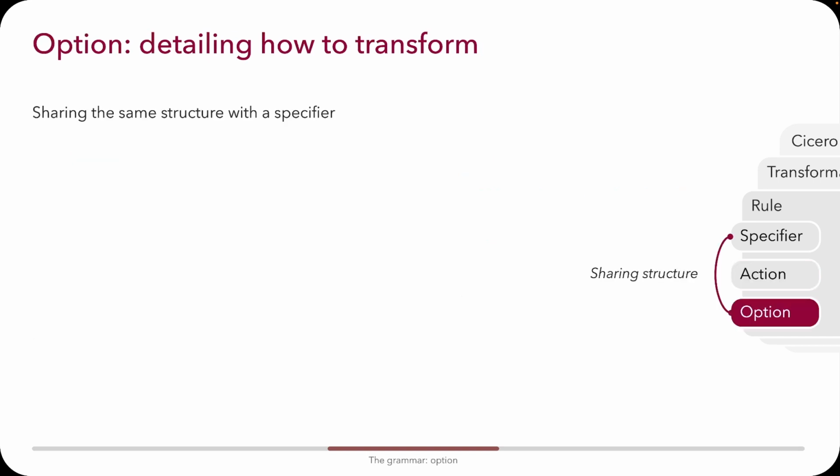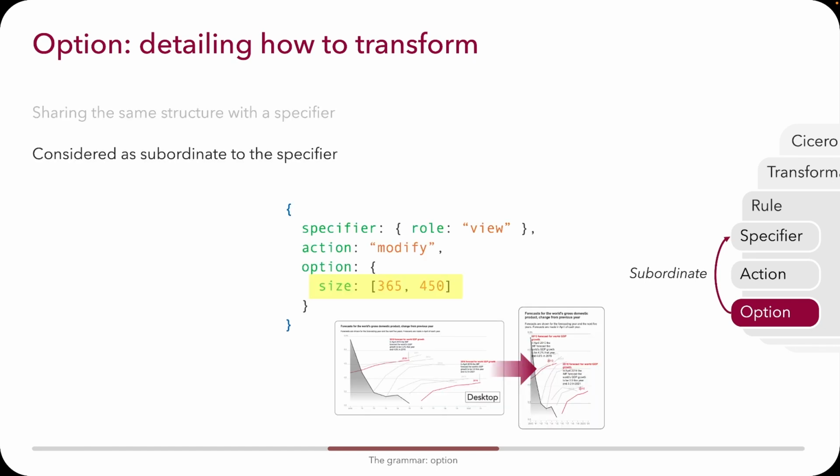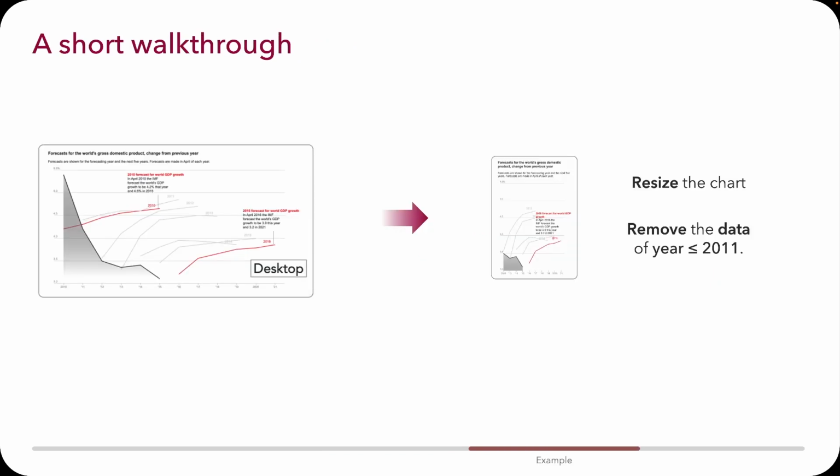Lastly, given an action type, an option object details how to change the element selected by the specifier. An option object has the same structure as a specifier. The properties declared in an option object should be considered as subordinate to the visualization element selected by the specifier. In the last example, the size in the option is the size of the entire chart or view.